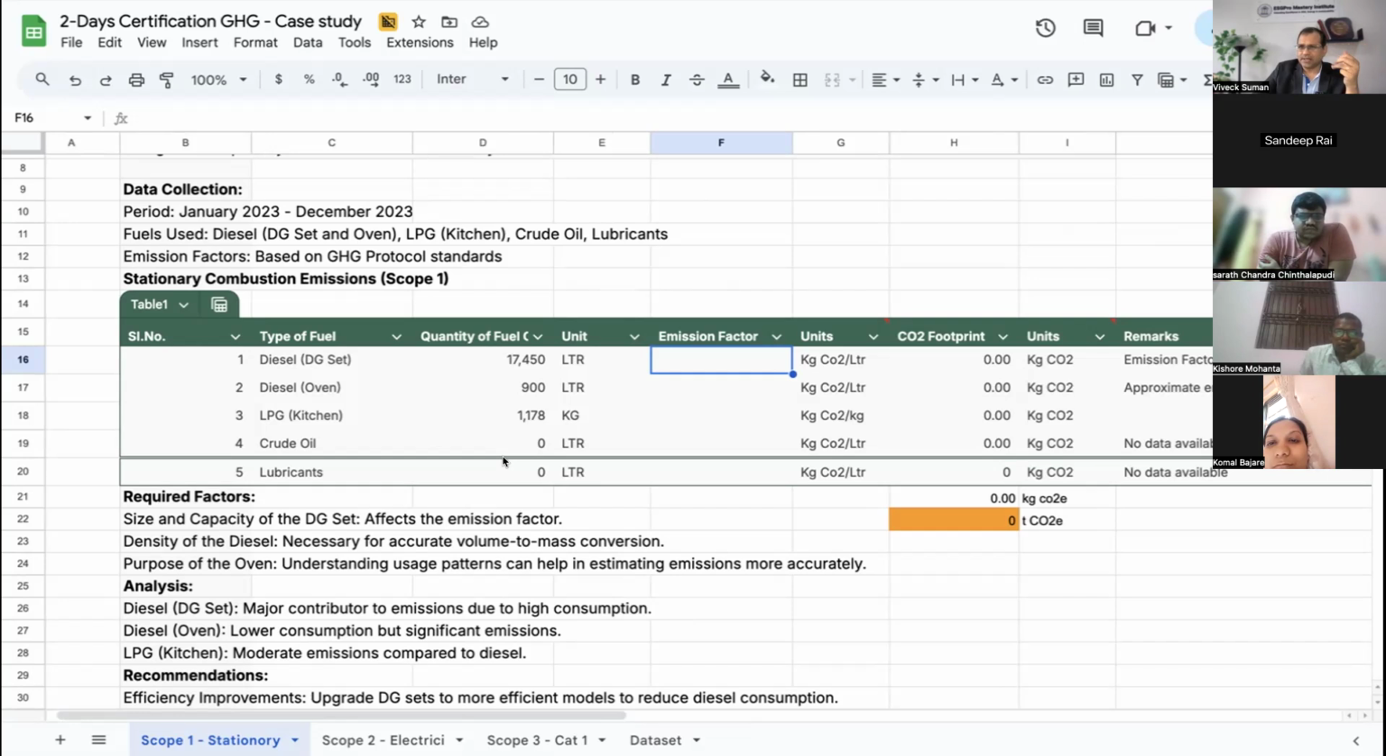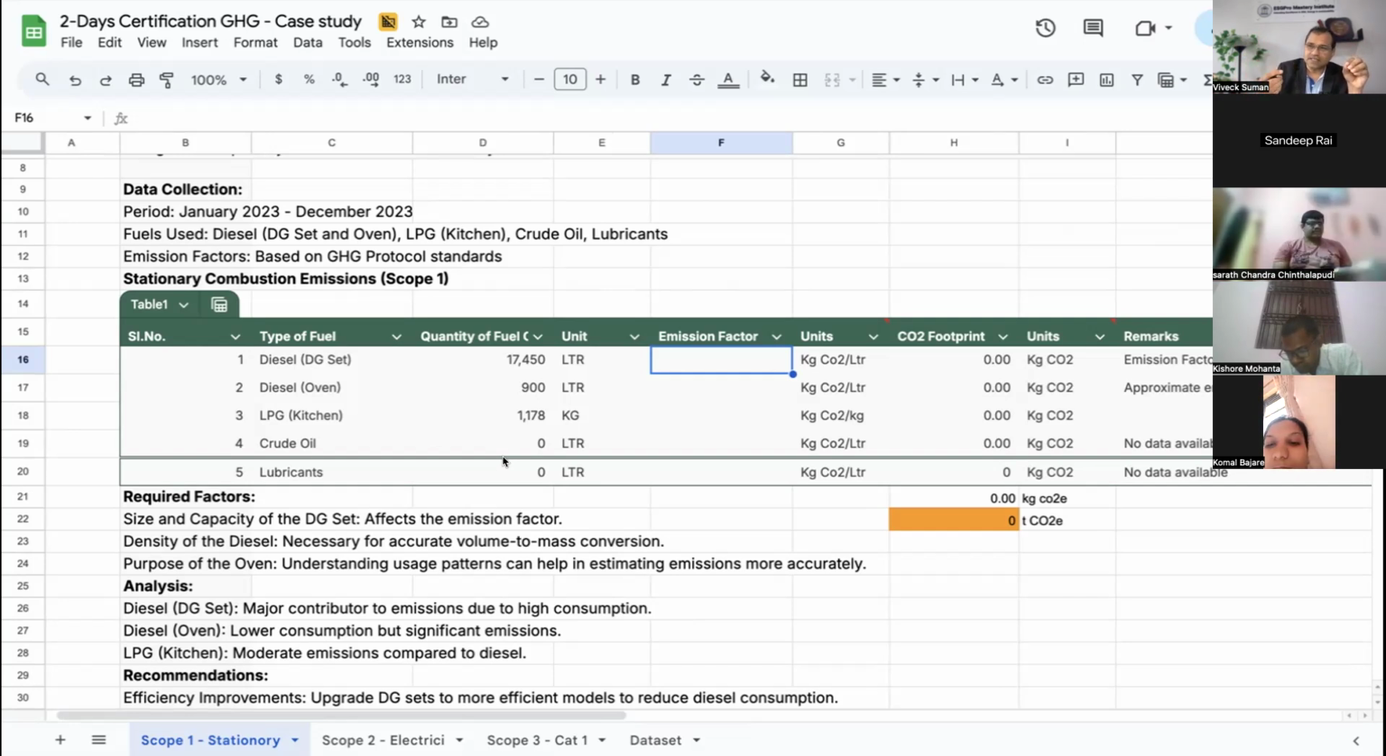And there are three reasons. Okay, so let's start with number one. Why? Diesel consumed in a DG set will have a different emission factor than diesel used in an oven. And the number one reason, everyone, note it down in your notebook, very clearly. What is that?